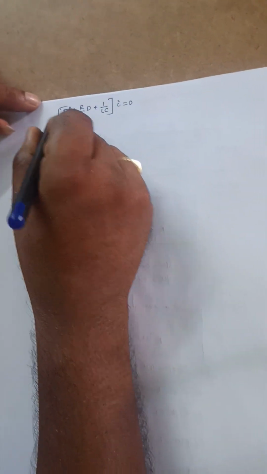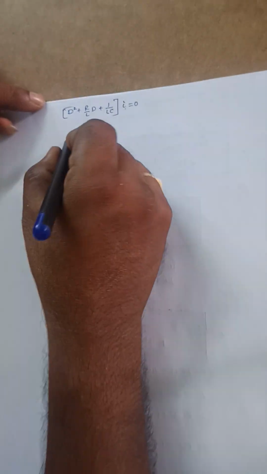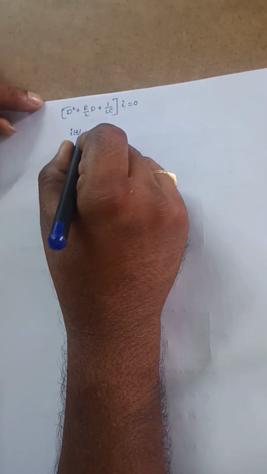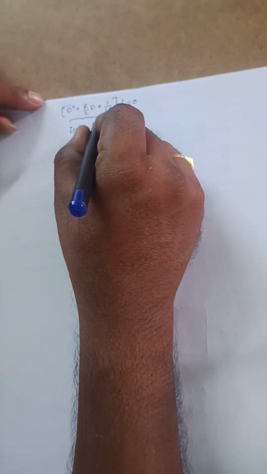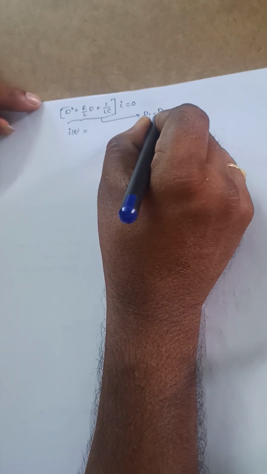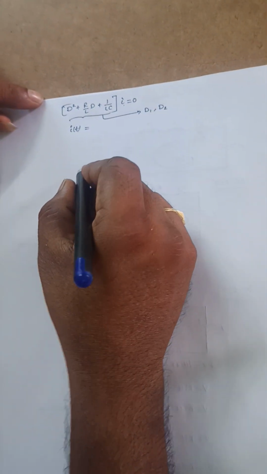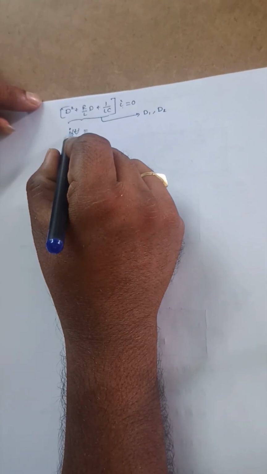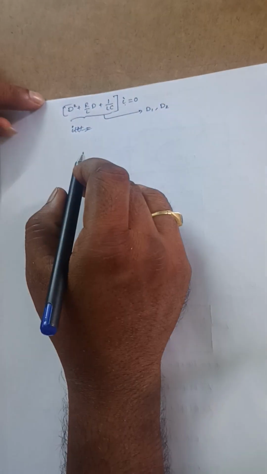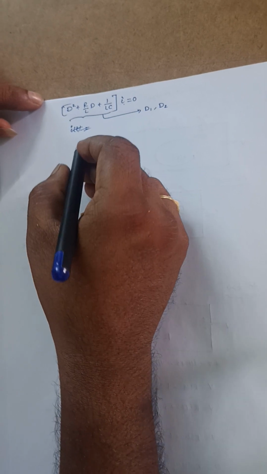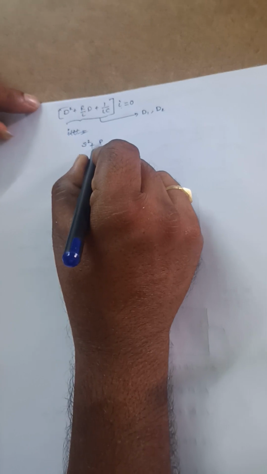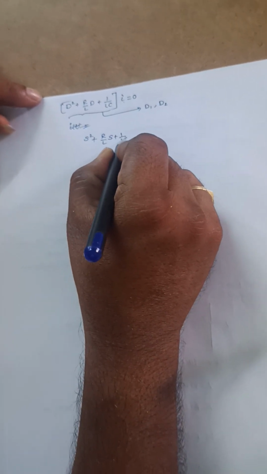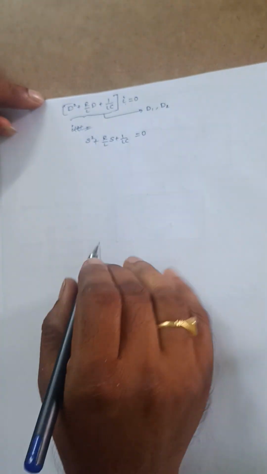So here, to find out this i of t, it is a second order differential equation. It will have two roots, d1 comma d2. For this, let us apply the Laplace transform. If I apply the Laplace transform, in place of d we can write s square plus R by L into s plus 1 by LC is equal to 0.